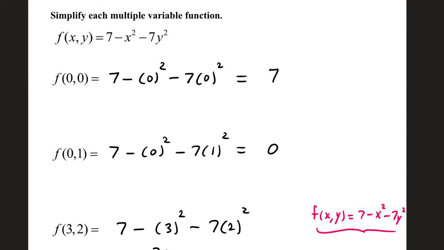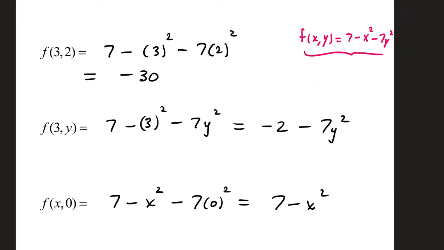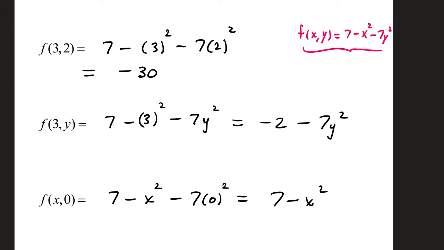In the third example, we are asked to replace x with 3 and y with 2. 7 minus 3 squared minus 7 times 2 squared. This works out to negative 30. 7 minus 9 minus 28.